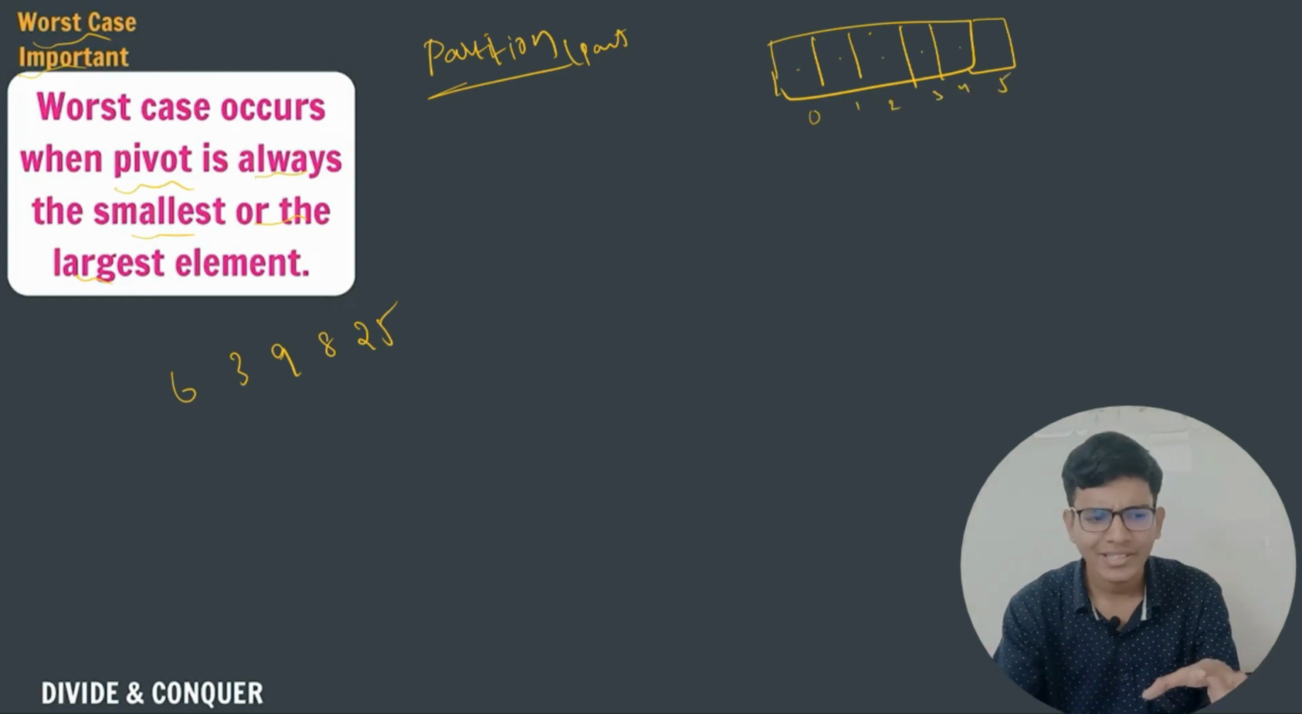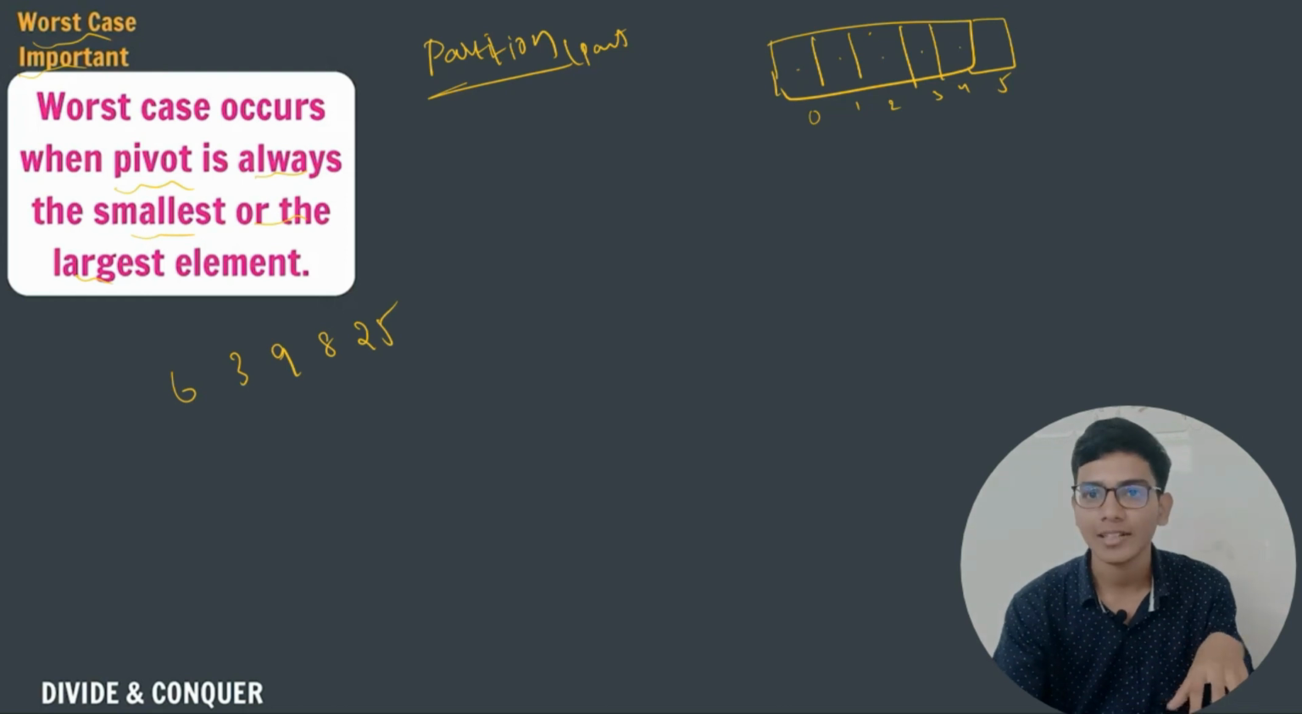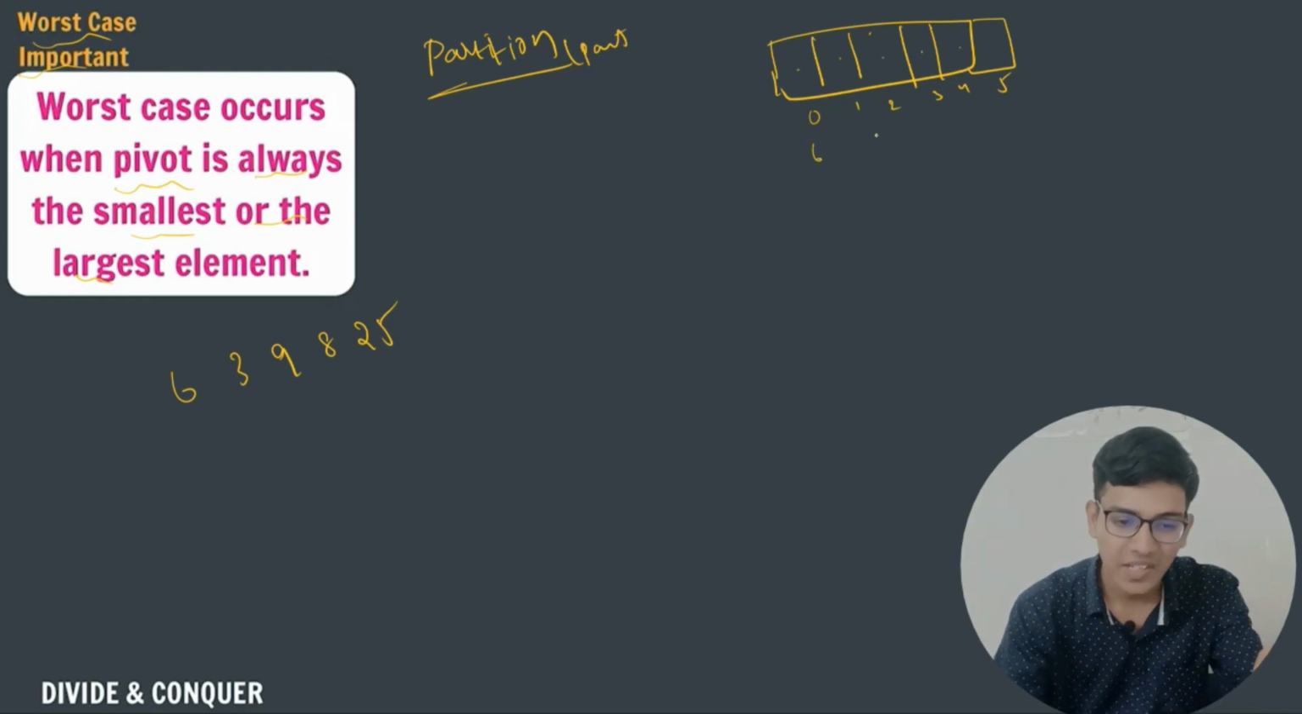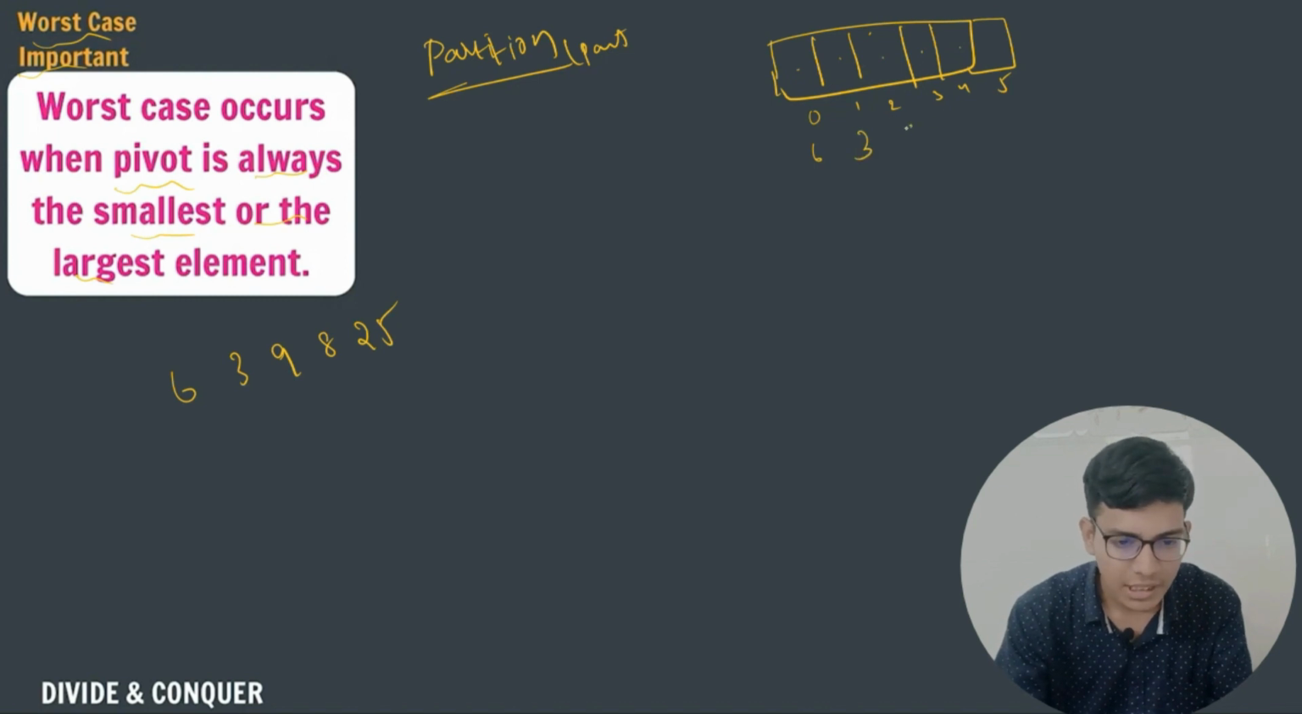I'm not creating a new array or anything like that. I'm changing the elements within the array only. This is the only advantage we have for quick sort. So these are the elements present in my array: 6 3 9 8 2 5.